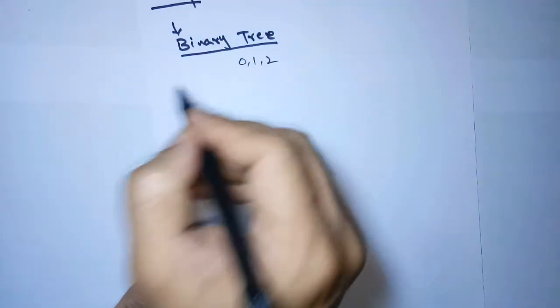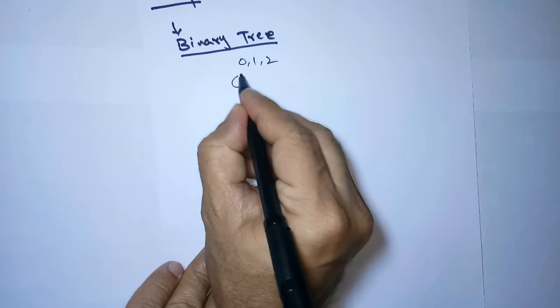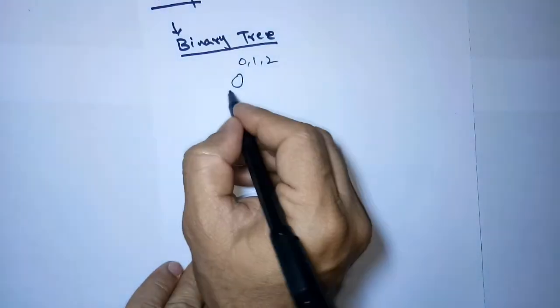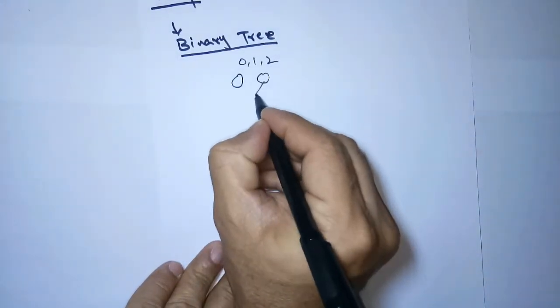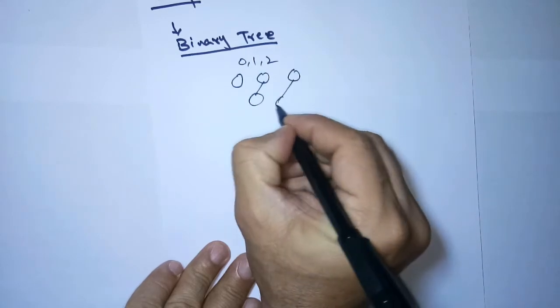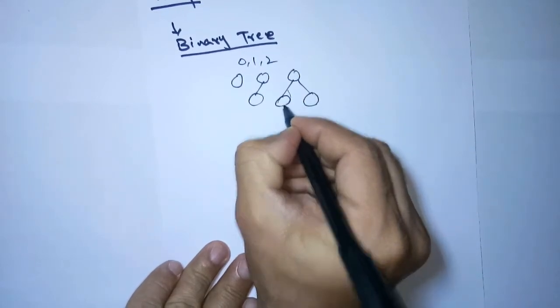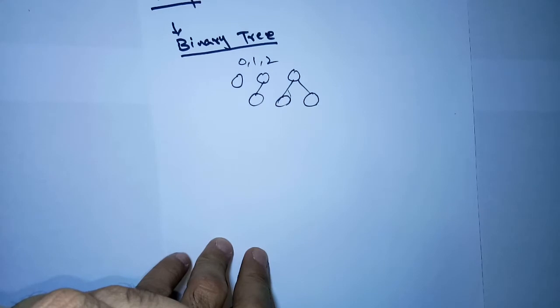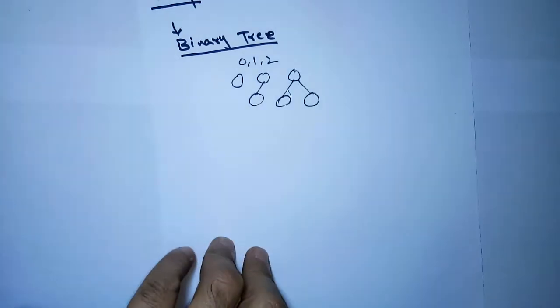So for example, if this is a tree, this is a root, it is a binary tree. This is also a binary tree. This is also a binary tree. But anything else with more than two children is not a binary tree.